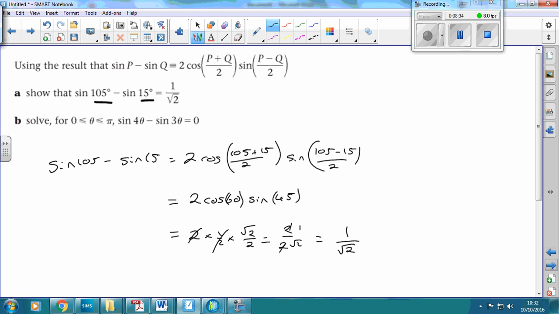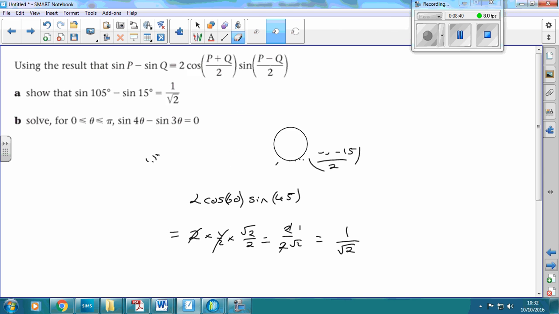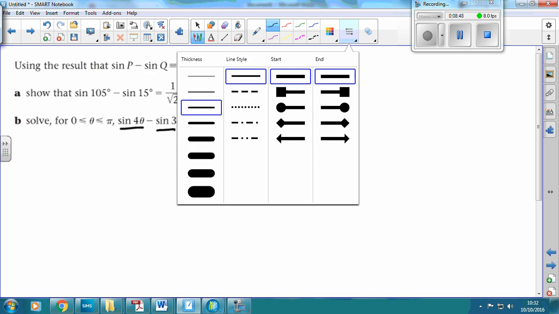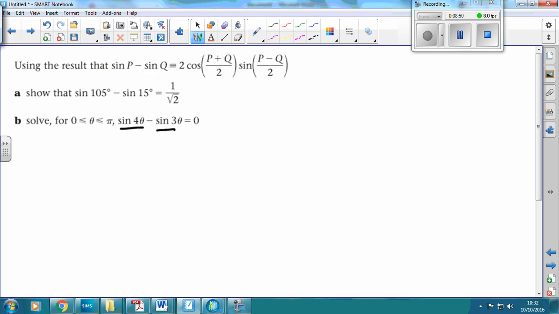Okay, so let's have a look at another question here. We've got to solve for theta in between 0 and pi, or 0 and 180. Sine something, take away sine of something. So what we've got here is p, what we've got here is q. So if we write that out, sine of 4 theta minus sine 3 theta equals 0.